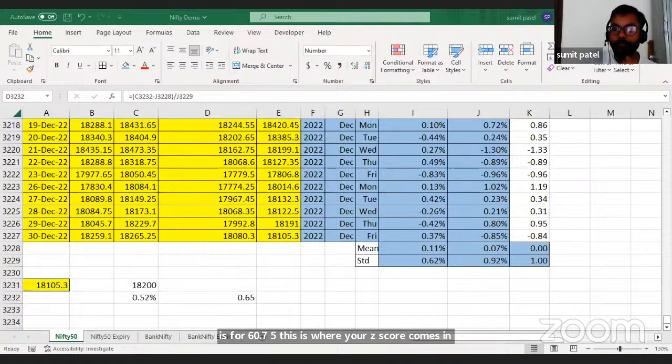Okay, just a minute. So I'll move the pointer.